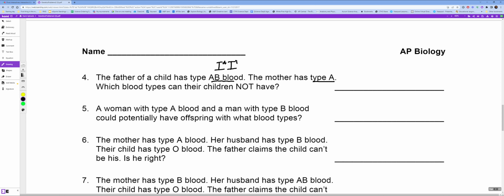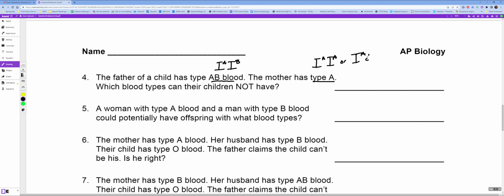IA IB, that's AB blood, an allele of each. Type A, and if you need to go up and look at your key from earlier, that might help you. Type A can either be IA IA, or IA little i. Now for these types of problems where it's asking what type their children cannot have, I like to go with the least restrictive one here, which is, if you look here, IA IA. Those are the same, right? So that's not really going to give us anything interesting to look at.